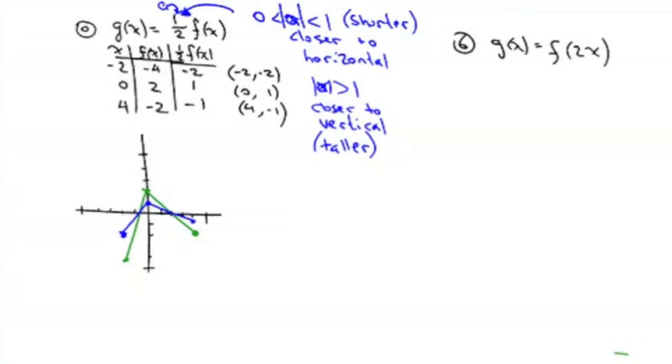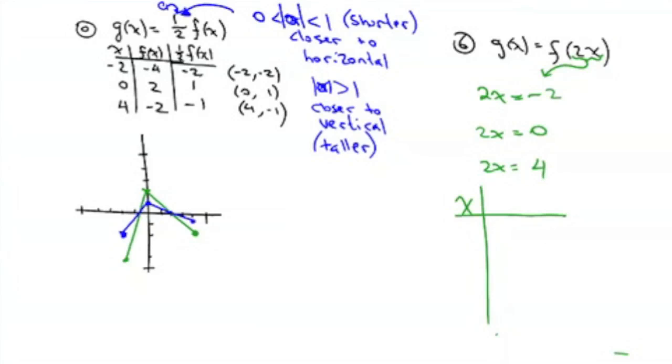Anything that affects the range is usually very easy to work with. When it starts affecting the domain itself, it usually gets a little bit more tricky. So I highly suggest you take the inside and you set it equal to each one of the domain points. So 2x is equal to -2, 2x is equal to 0, 2x is equal to 4. Those are the original domains, -2, 0, and 4. If you solve all of those, you get your new domain.